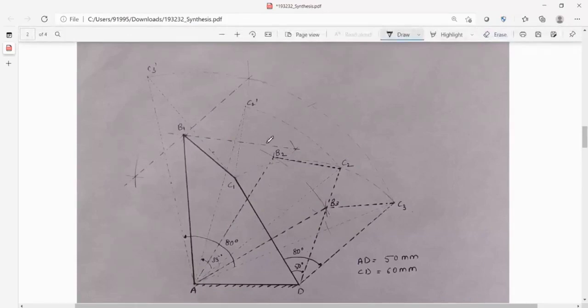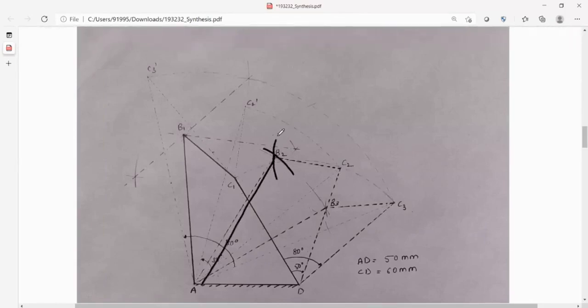We will cut an arc like this, of radius equal to B1 C1 and C2 as center, and cut another arc. So we will join A, B2 and C2. So A, B2, C2, D is the second position.